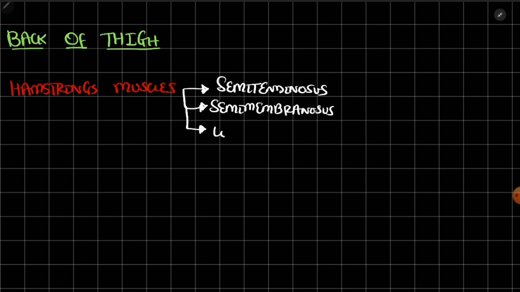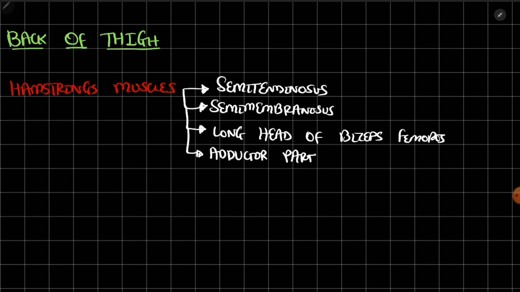then the long head of biceps femoris, and then we have the adductor part of adductor magnus. The adductor part of adductor magnus. So there's a difference between the back of thigh and the hamstring muscles.